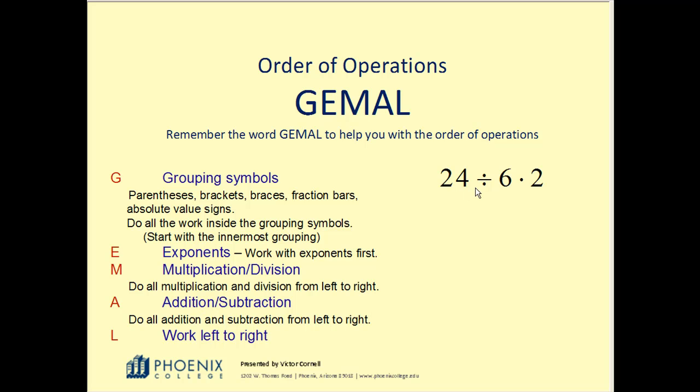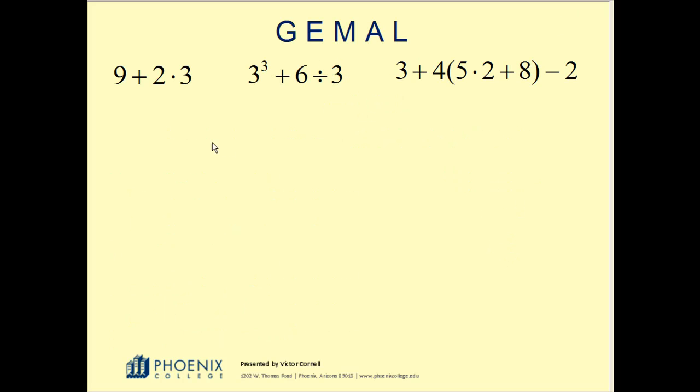So in this problem right here, we have 24 divided by 6 times 2. You would do the division first. So 24 divided by 6 is 4. And then you'd multiply that times 2. So those that had 8 for the answer were correct. Let's look at a few more examples.